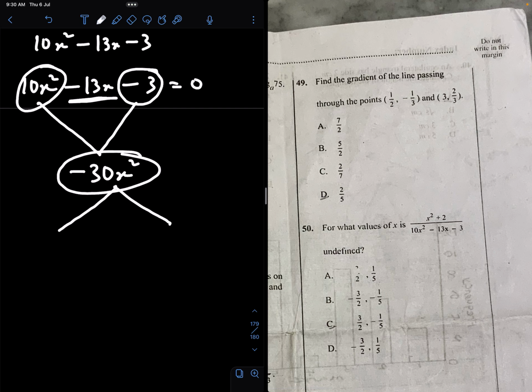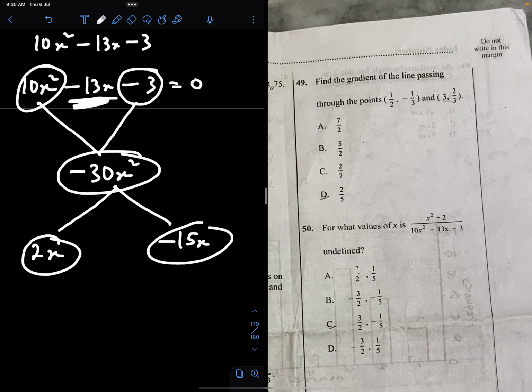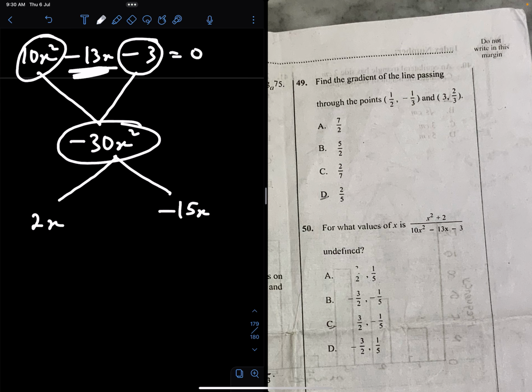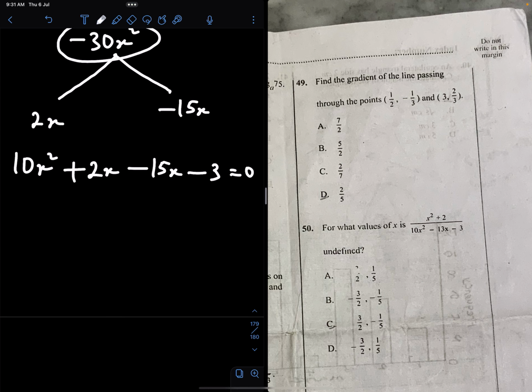Okay, what are those factors? Those factors are 2x and minus 15x. You can see that 2x plus minus 15x is minus 13x, and at the same time, 2x times minus 15x gives us minus 30x squared. So you replace minus 13x with 2x minus 15x. That's the only thing that will change. So it becomes 10x squared plus 2x minus 15x minus 3 equals 0.